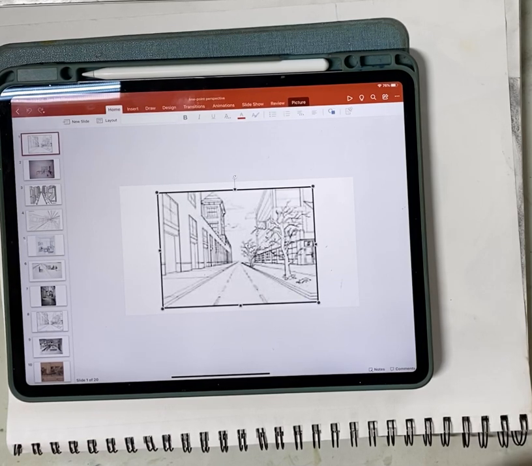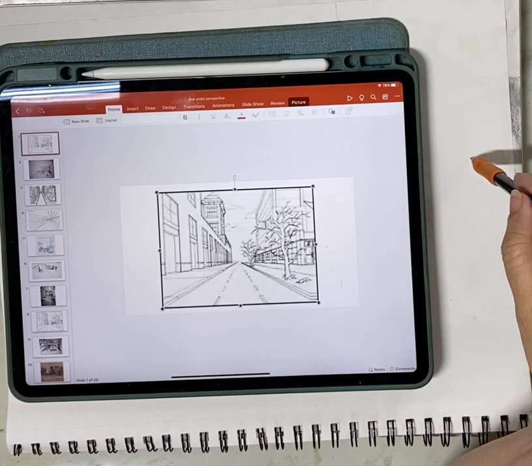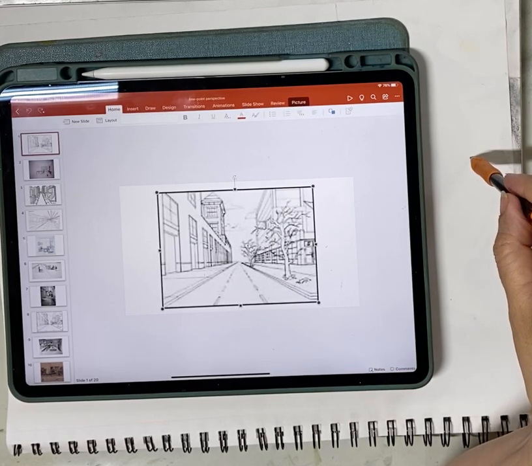Perspective can be linear perspective, and it's when we have a lot of lines that we can use to show the depth. For linear perspective, we have different kinds. The first one that we are talking about today is 1 point perspective.